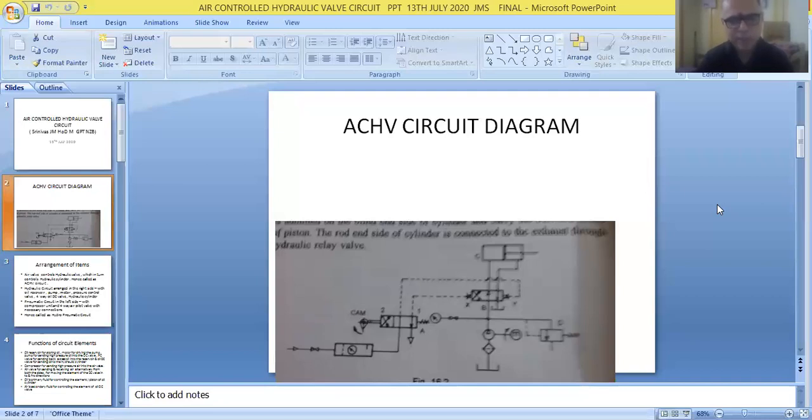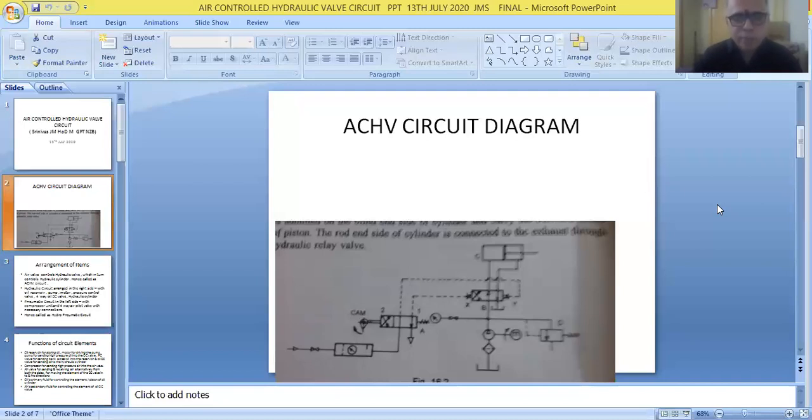The hydraulic valve is arranged in the hydraulic circuit present on the right-hand side of the arrangement. So a mechanism is used in this situation. In this case, a mechanism is used for operating the air valve, so it's called mechanical actuation. And the compressed air is used for operating the hydraulic valve, so that is called air actuation. So friends, this is the arrangement of this particular circuit.